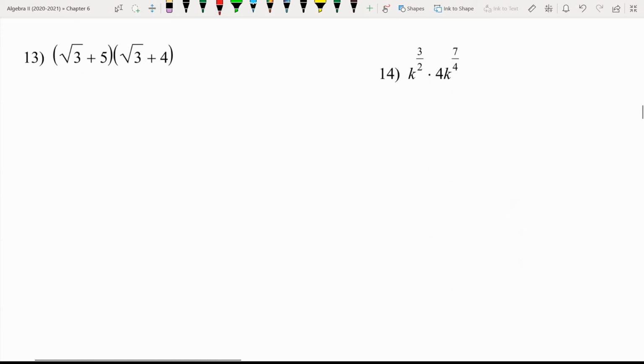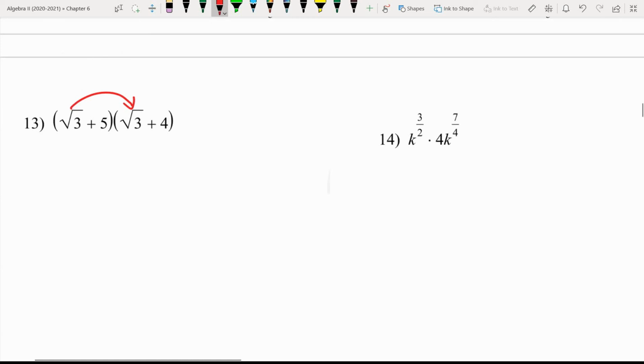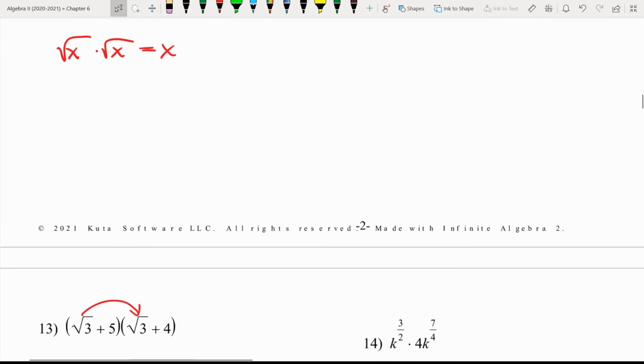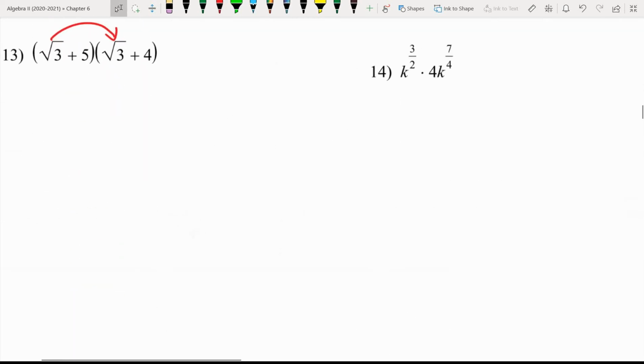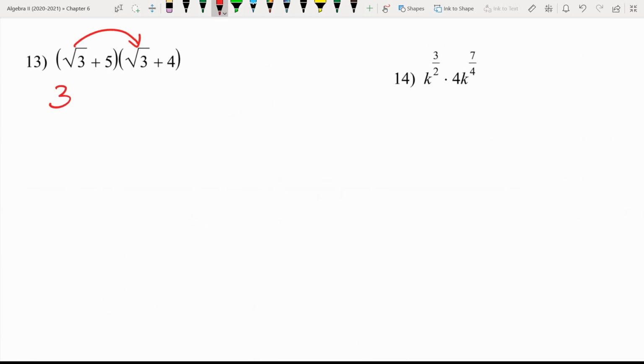Down below here, this first one, you had to FOIL things out a little bit. All right, so you're going to do the square root of 3 times the square root of 3, but hey, there's that little trick again that we just talked about up here. The square root of x times square root of x equals x, so therefore the square root of 3 times the square root of 3 equals 3. And then square root of 3 times 4, well, that's just plus 4 square root of 3. You can't really do anything with it. 5 times square root of 3, it's just 5 times square root of 3. 5 times 4 is 20.